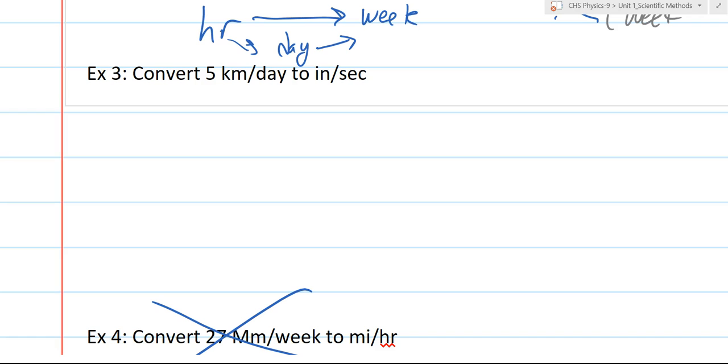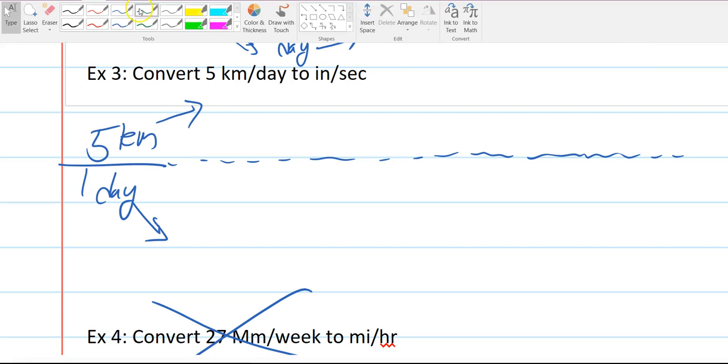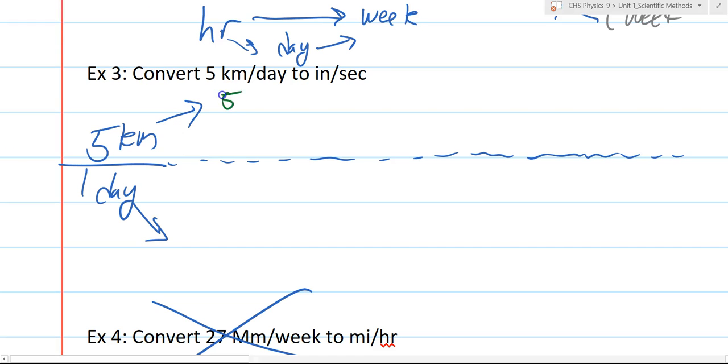Okay, so I'm going to set this up. I have this set up. I'm going to have to do my two different ways. I'm going to do days over here and kilometers over here. I like different colors, so let's say 5 kilometers, and then I'm going to go to inches.